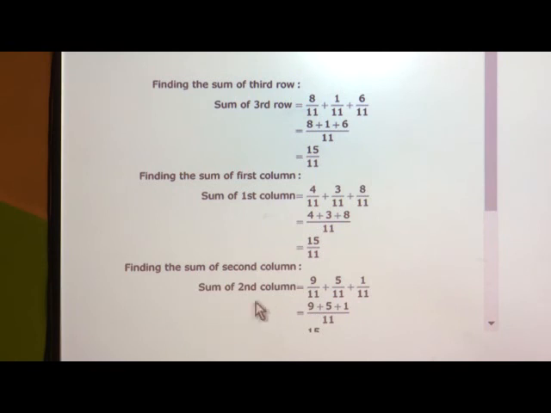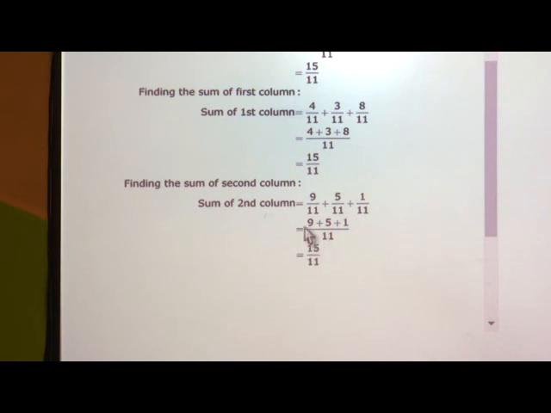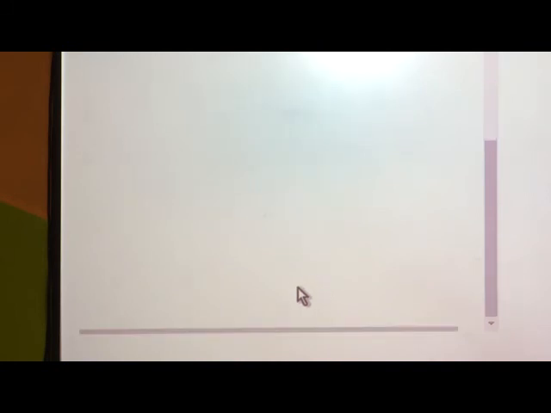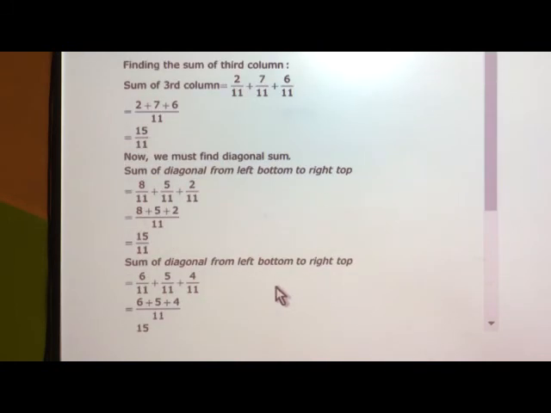One more example with a column that I am going to explain is 9 upon 11 plus 5 upon 11 plus 1 upon 11. Can anybody give me the answer? Yes, you are right. First we have to write a common denominator of 11 and then add all the numerators. We have to add 9 plus 5 plus 1, which is 15 upon 11. So we have done with the columns and rows.